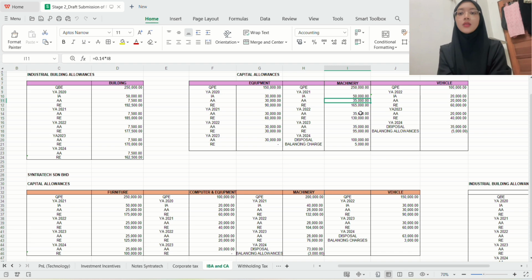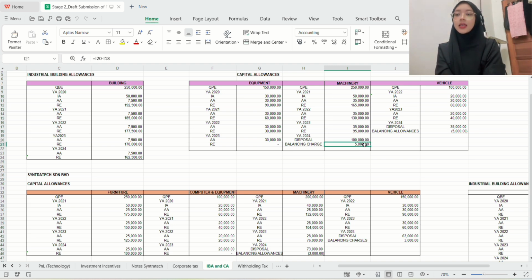For machinery, we have disposed the asset. So the retained earning for year assessment 2023 is 95,000. The disposal amount is 100,000, and we will get the balancing charge 5,000 for machinery.